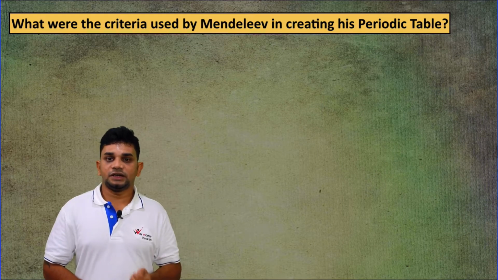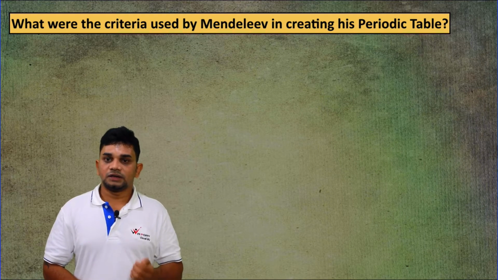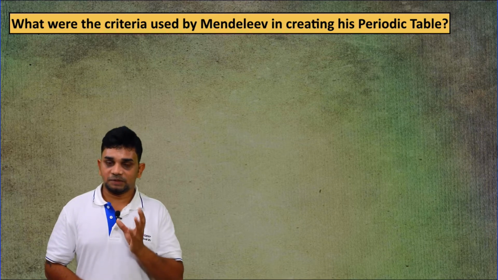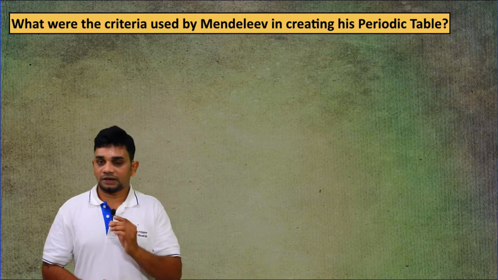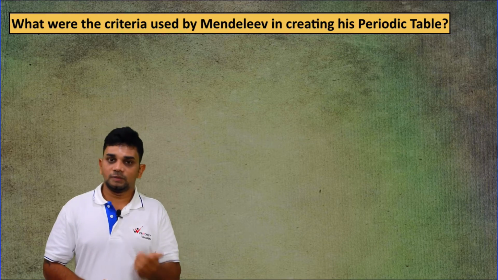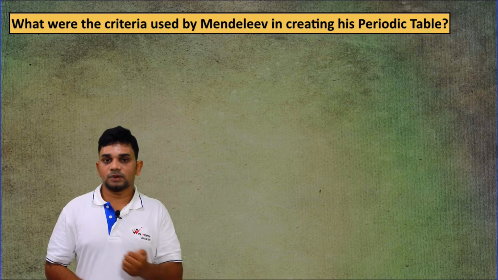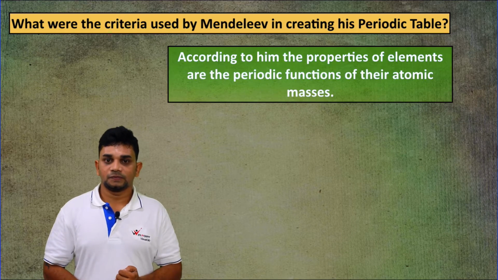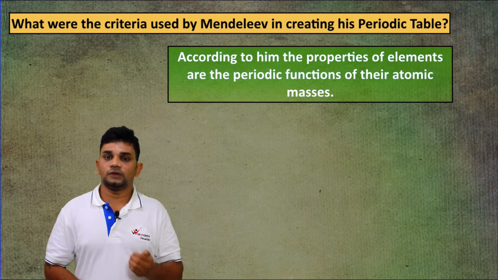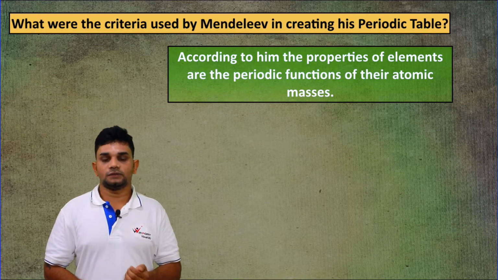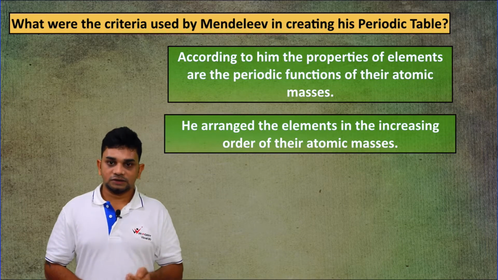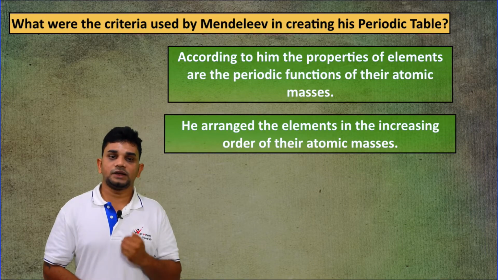What were the criteria used by Mendeleev in creating his periodic table? Mendeleev created a periodic table, Mendeleev's periodic table. The criteria, the main property of an element is atomic mass. The atomic mass is everything for an element. According to him, the properties of elements are the periodic functions of their atomic masses. He arranged the elements in the increasing order of their atomic masses.